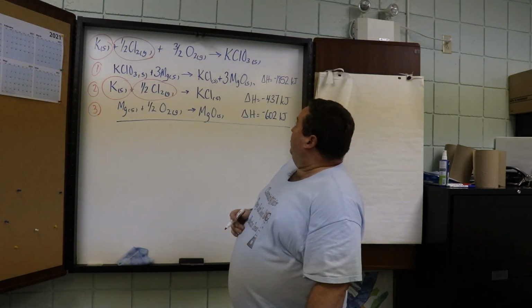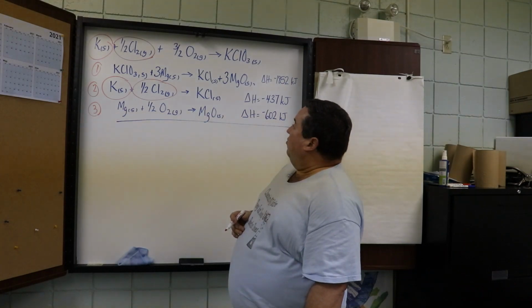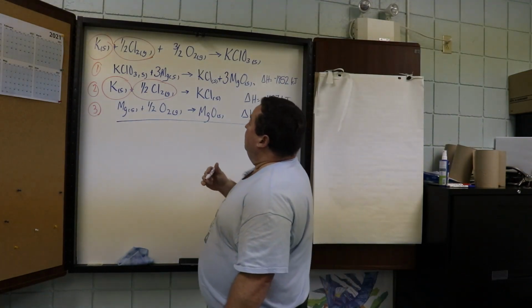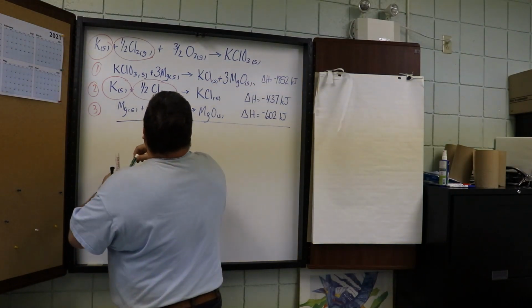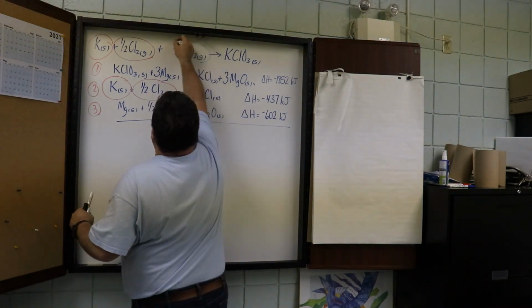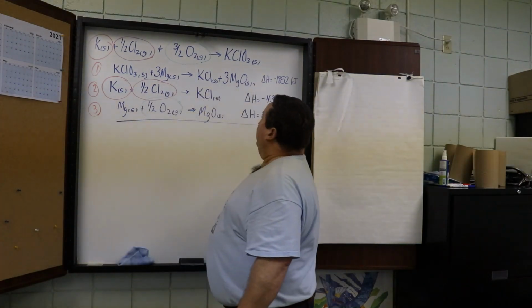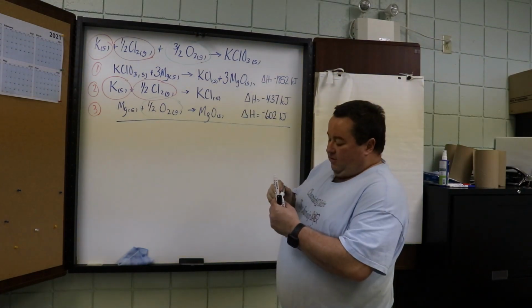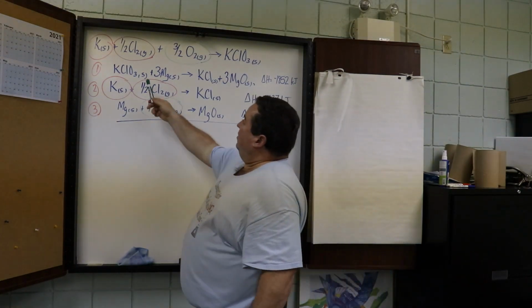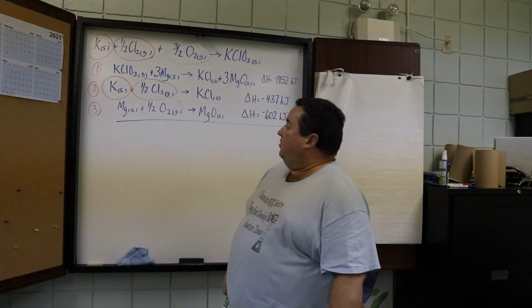The oxygen can be found only in equation 3. So that's leading me to know what to do with equation 3. But I'm going to pretend that I don't see the KClO3, that it only exists in equation 1. That would lock me in and tell me exactly what to do.